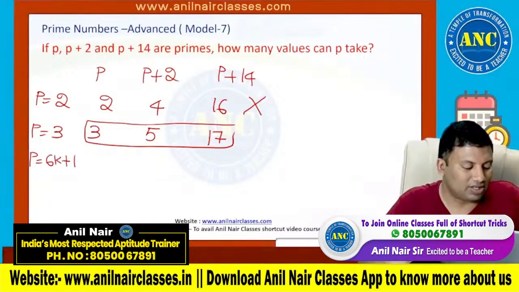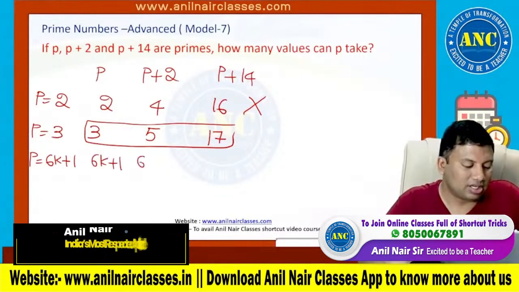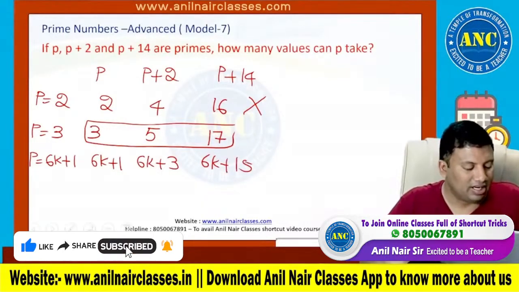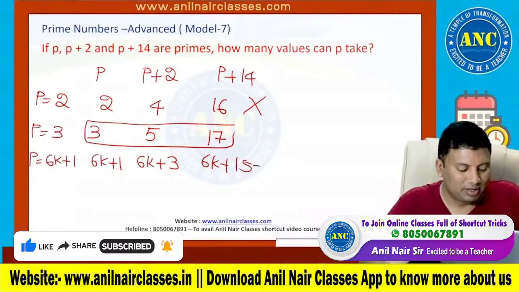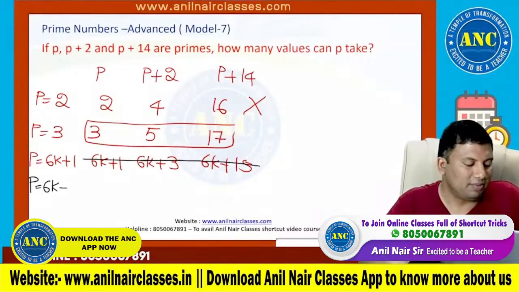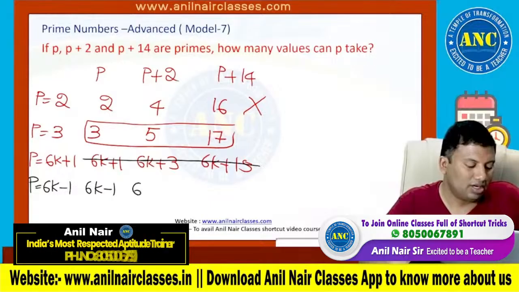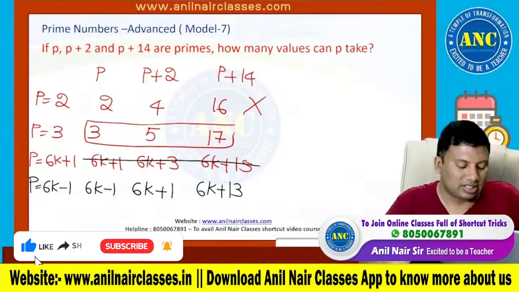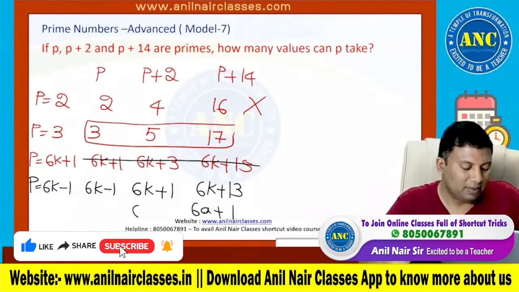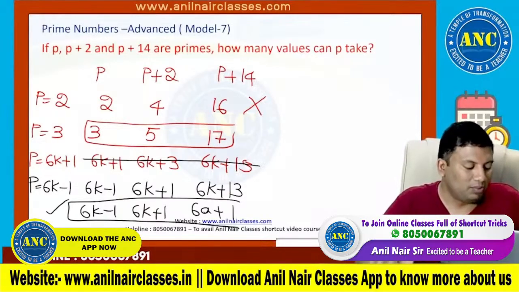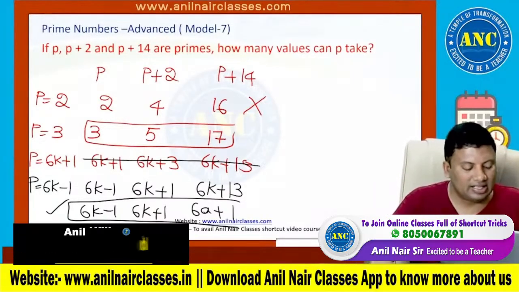If p is 6k plus 1, then 6k plus 3 and 6k plus 15 are divisible by 3. Not possible. So p is 6k minus 1, giving 6k plus 1 and 6k plus 13. 6k plus 13 is 6a plus 1. Again the same case. There are a lot of prime numbers of the form 6k minus 1 which give the answer.